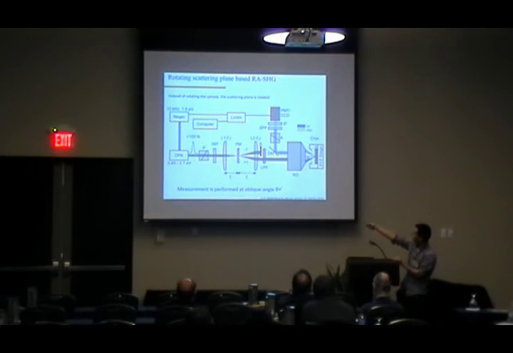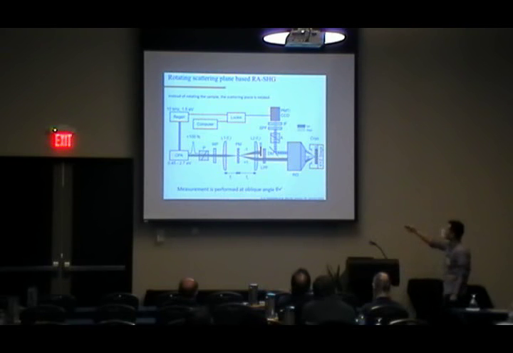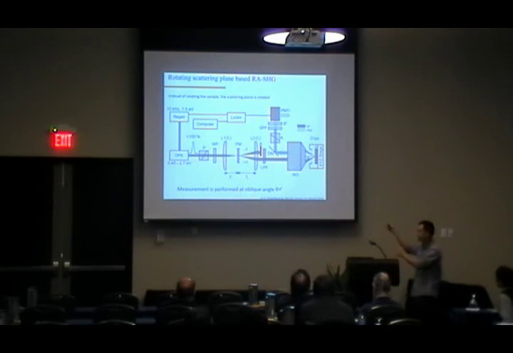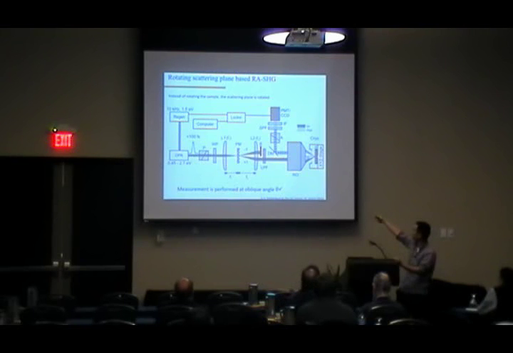What this phase mask does is split your beam into diffractive orders, of which I'm only going to show the plus and minus orders. We block one of them. We let the plus one get recollimated through the second lens. Then it goes through an objective. In our case, we use a reflective objective to minimize dispersion. It's focused down to a sample inside of a cryostat, or a magnetic cryostat, if you like.